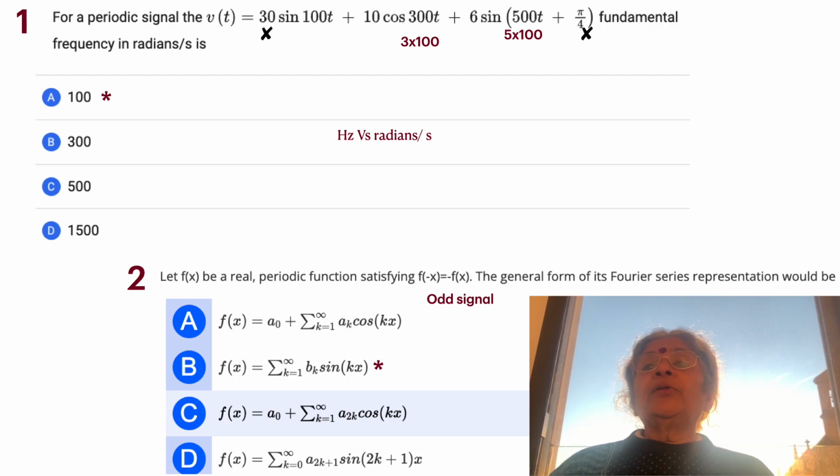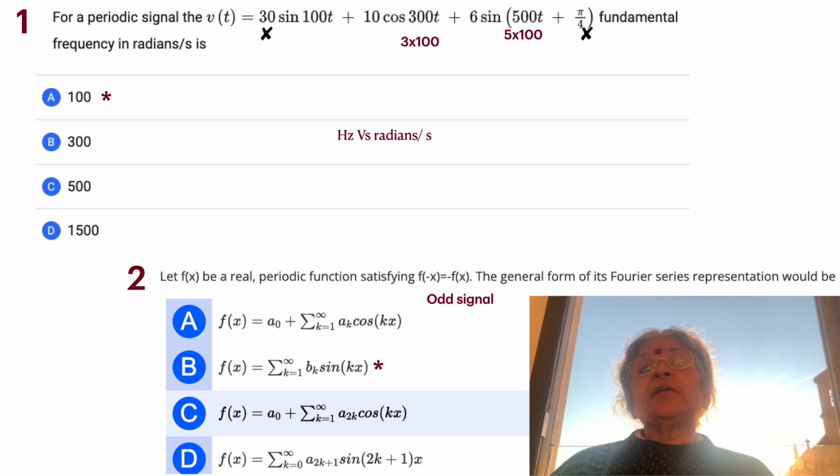The second component has no delay, but the third component has an advancement by pi by 4 degrees. And what is the omega value? Whatever is with t. For the first component it is 100, next is 300, and the third term has 500. Okay, so what is asked is the fundamental frequency in radians.